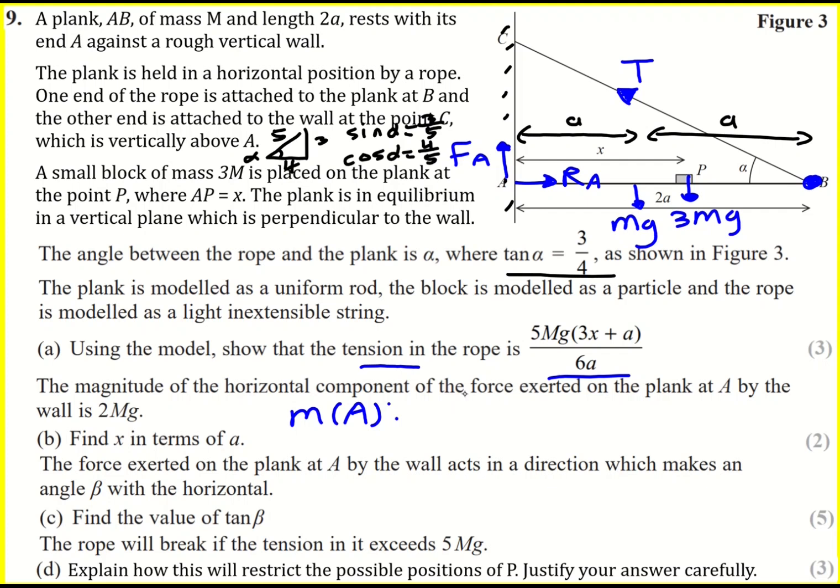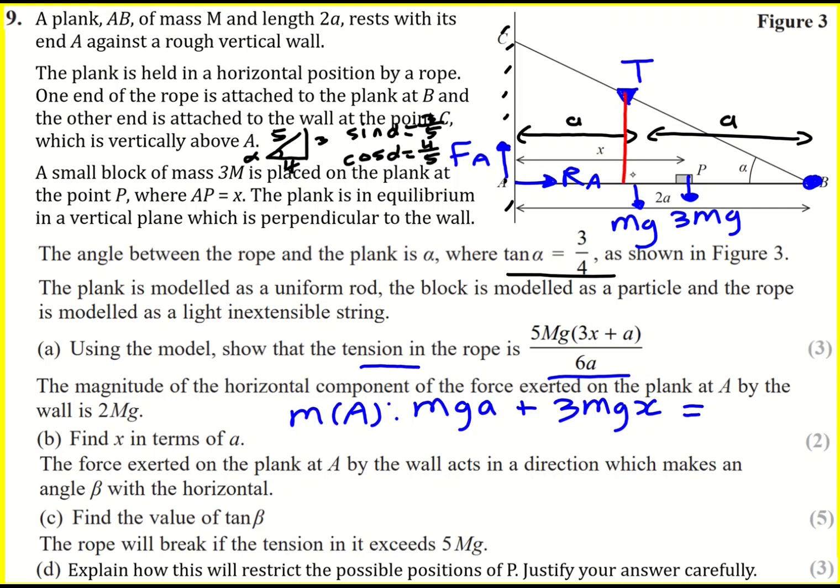Let's take a look at the clockwise moments. We're going to get capital mg for one of the forces, and then I'm going to be timesing by a. That's going to be the moment due to the weight of the plank. And then I've also got a clockwise moment coming from the block on the ladder, and that's going to be 3 capital mg, times by x. And that is going to equal the component of the tension acting vertically times by the distance from the pivot, which is 2a.